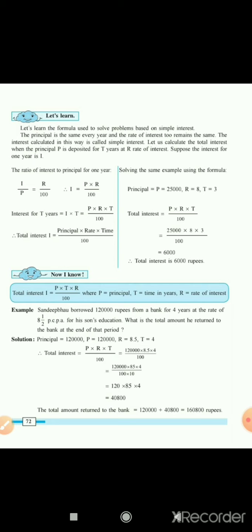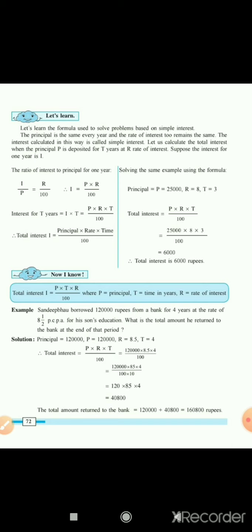Now, total interest is equal to P into R into T upon 100. So, that is equal to 25,000 into 8 into 3 upon 100. After cancelling the two zeros of 100 and 25,000 and solving, you get 6,000 rupees. So, total interest is 6,000 rupees. Total interest is equal to P into T into R upon 100, where P is the principal, T is the time in years, R is the rate of interest. So, you should know this formula. You have to learn this formula from the blue box.